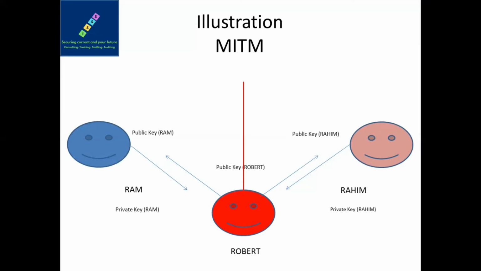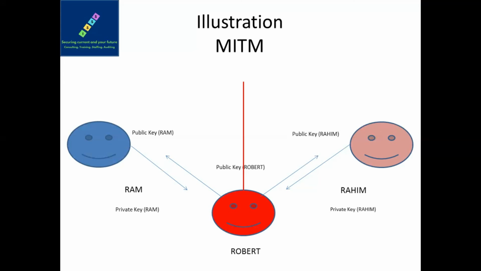So that is a challenge towards confidentiality. Robert can also modify the message, which is going to be towards integrity. And Robert can also do a replay. He can assume the identity of Ram or Rahim, so it's an impersonation. That's a fabrication.